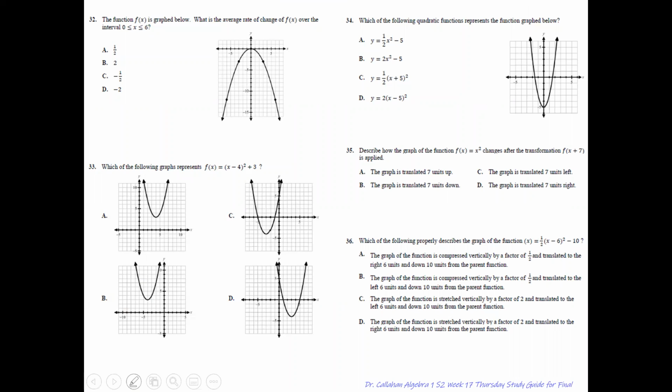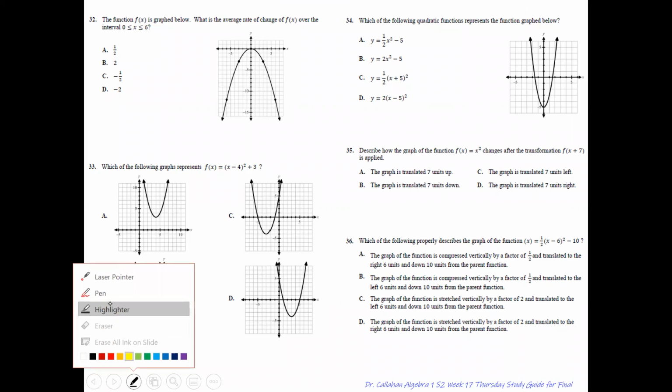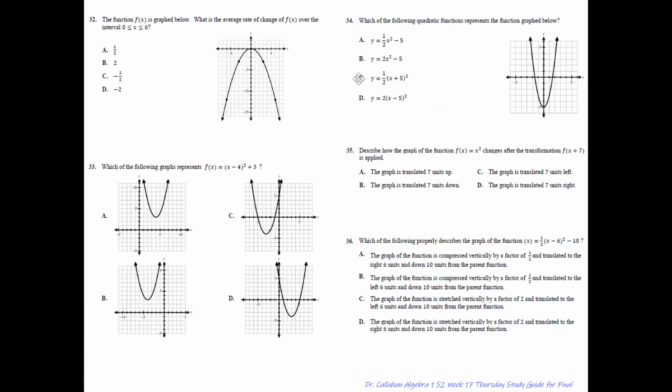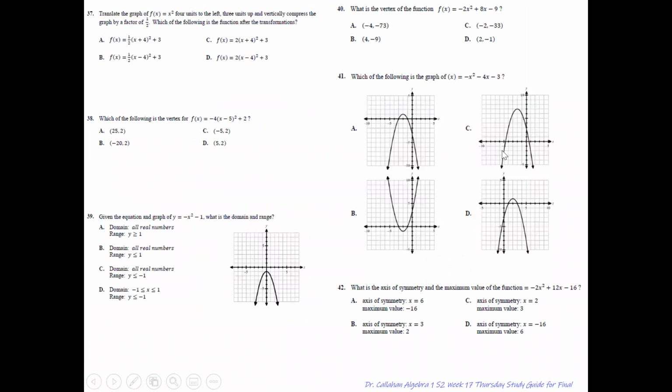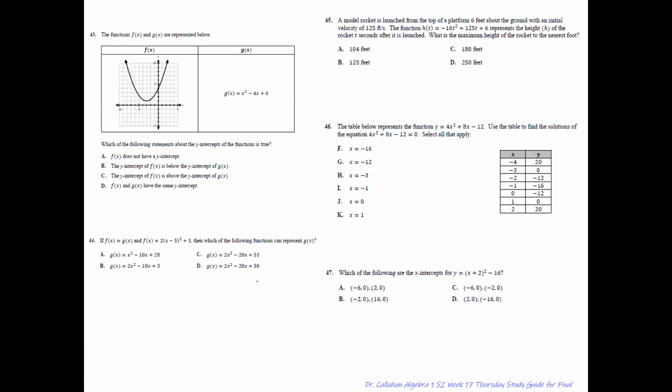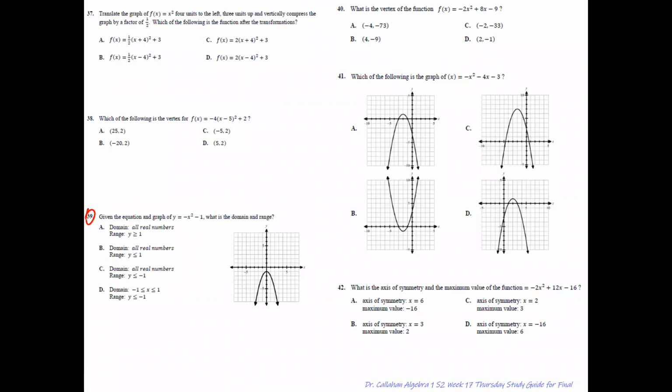Okay, so we're going to continue on with our lessons on the study guide for your final that's coming up in 9 days. So let's go ahead and take a look at question number 39. Okay, so that was the last one that we actually went over. So for question number 39, it says, given the equation of this graph, what is the domain and the range?